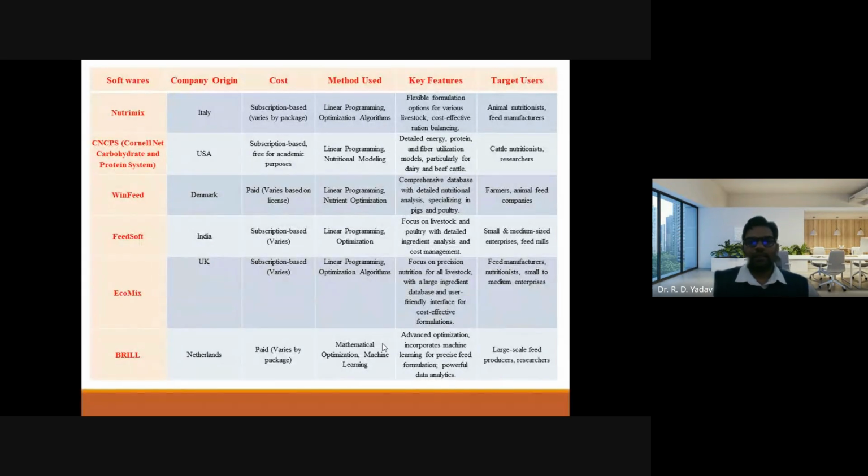So many softwares are there. I have enlisted very well-known software and their origin, their method, and the target users. For example, Nutrimix. It is linear programming based. It is used for animal nutritionists and feed packers. WinFeed, from Denmark, for farmers and animal feed companies. Ecomix, UK-based software with a linear program optimization algorithm, for feed manufacturers and small and medium enterprises.